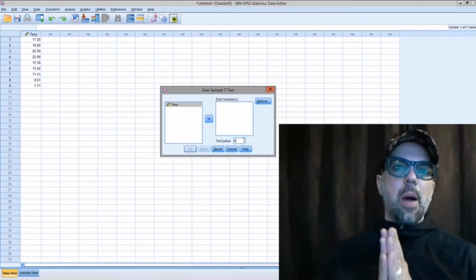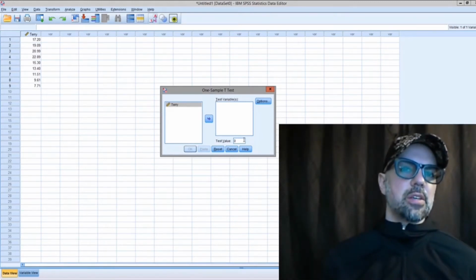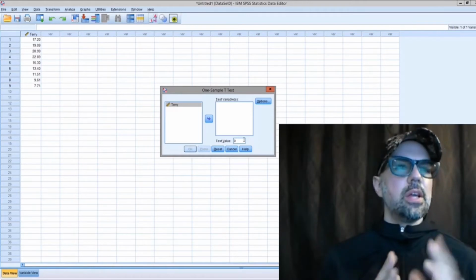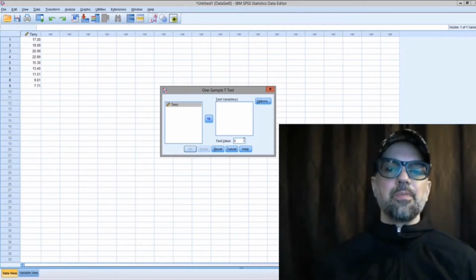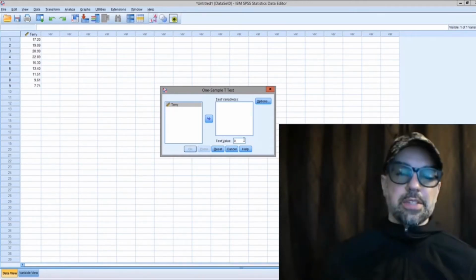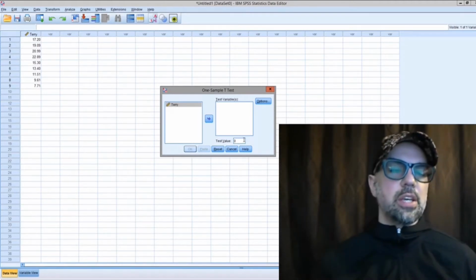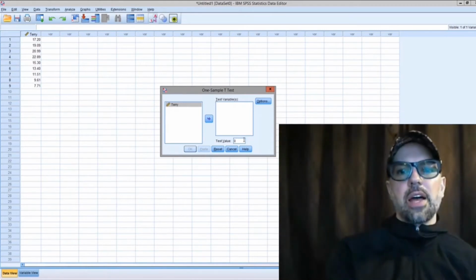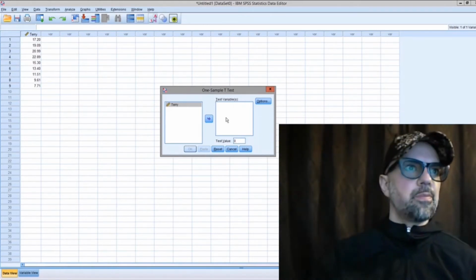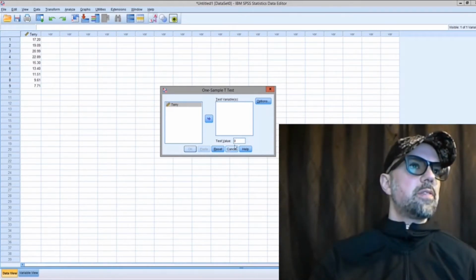If you're asking for how much of something in a single sample t-test confidence interval, leave your test value at 0. Otherwise, if it's a difference, if it's how much more, how much less, how much different, what was the increase, what was the decrease, then put in your test value the way that we did before. All right, so we're going to keep our test value at 0.